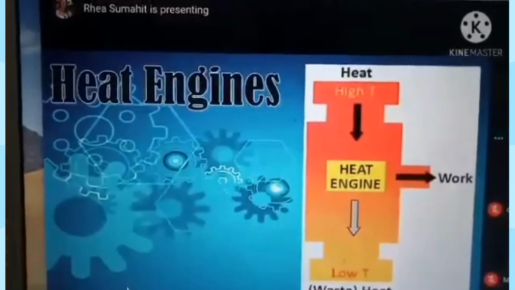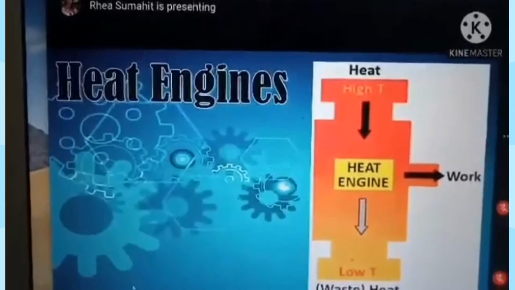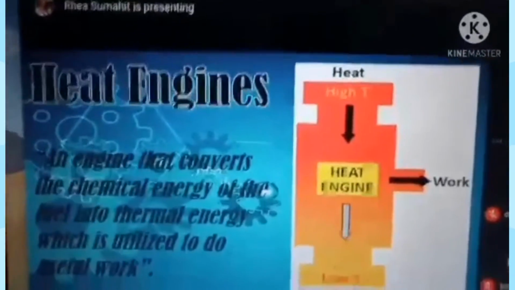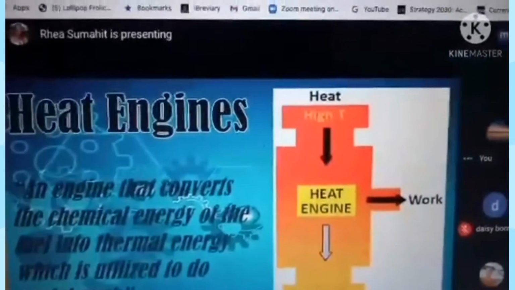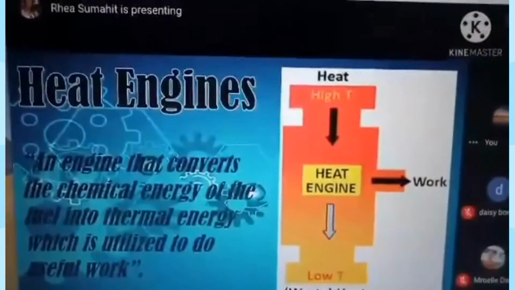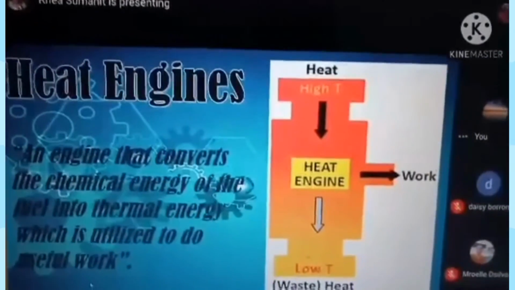Now let's answer the question, what is a heat engine? A heat engine is a device that converts the energy locked in fuel into force and motion. Fuels like coal, gasoline, natural gas, wood, and peat, when burned in an engine, release the energy they contain to power factory machinery and locomotives.